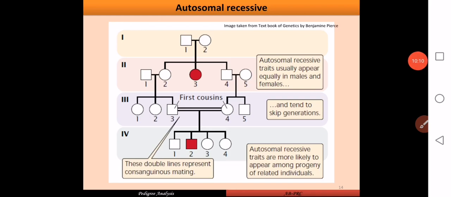And that's about this autosomal recessive trait and the corresponding examples. A very popular example is sickle cell anemia. And I hope you could understand this part of the presentation.